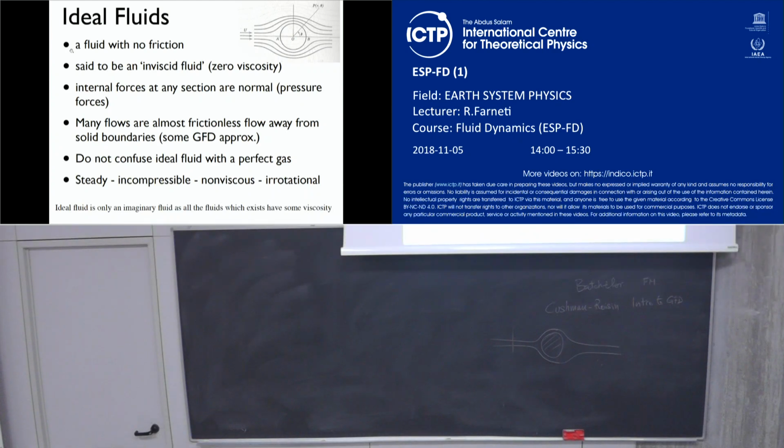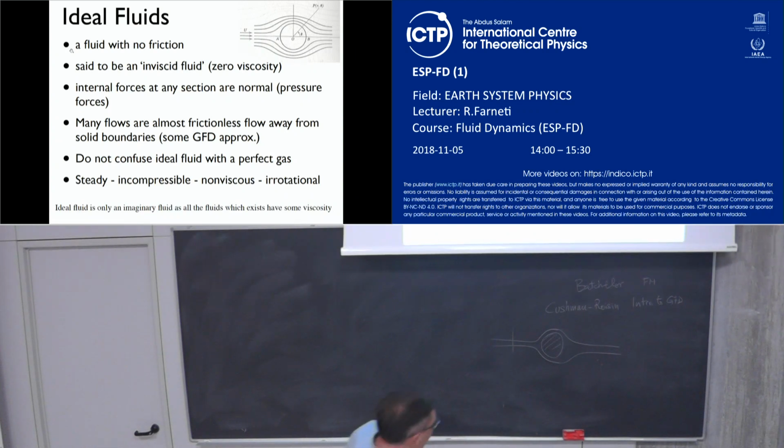because, as I said before, you might not be interested in describing all the properties of the fluid. Sometimes you're interested in some particular properties of the fluid. For example, you're not interested in the dynamics close to the boundaries. So many flows can be considered frictionless, with no friction, as long as they are away from solid boundaries.